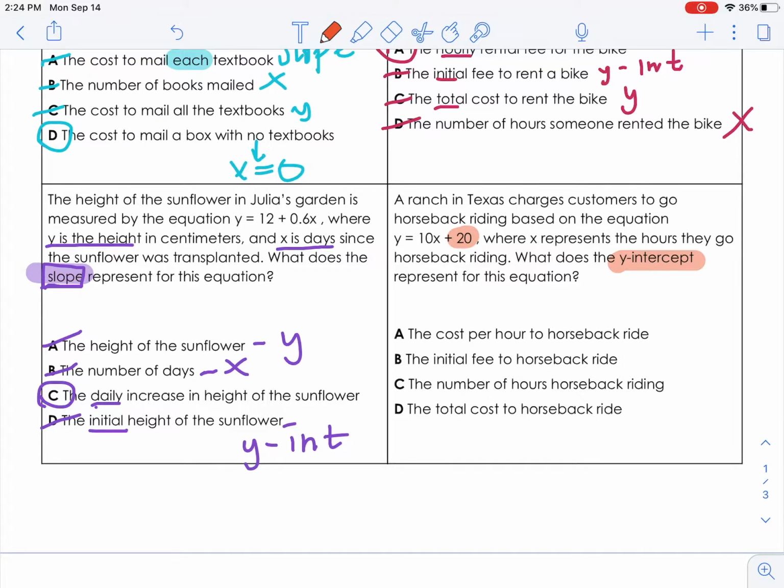So we're going to read through our answer choices. The cost per hour, remember, per means slope, so it's not it. Initial fee is a good keyword for Y-intercept. The number of hours horseback riding, X represents the number of hours, so it's not C. And then D, the total cost to horseback ride. The total cost would be the Y value. So the Y-intercept, or the initial value, would be B.